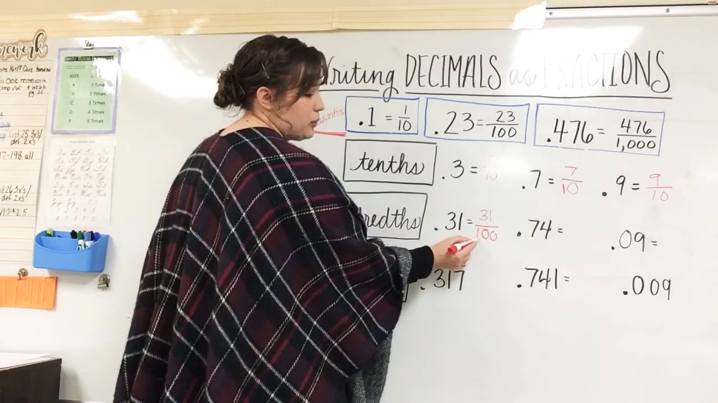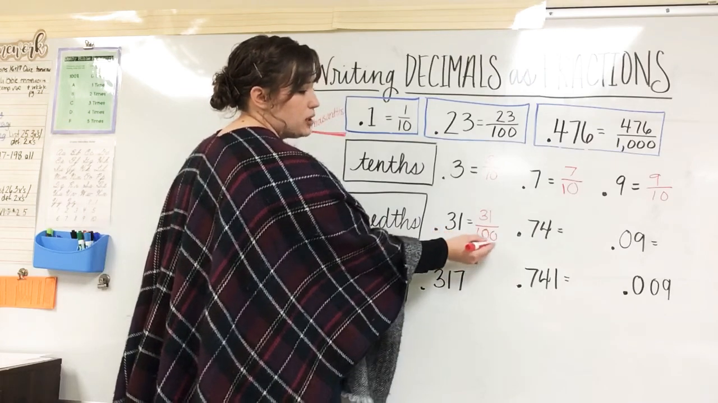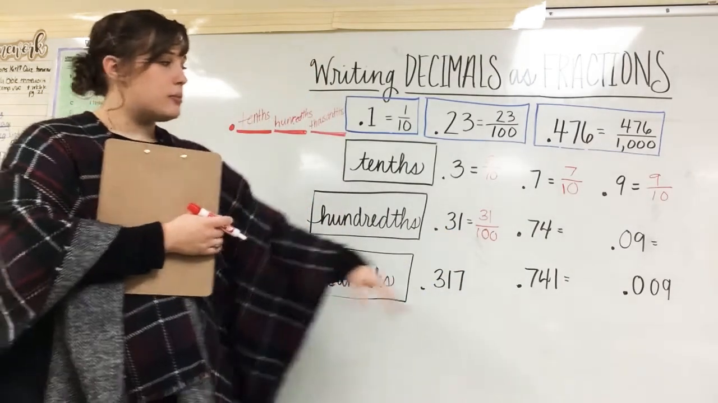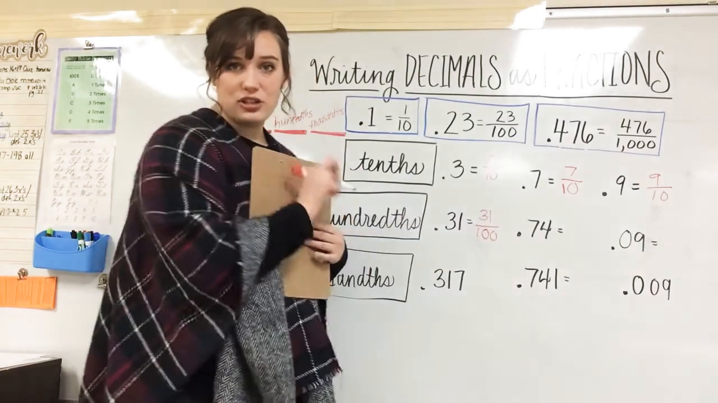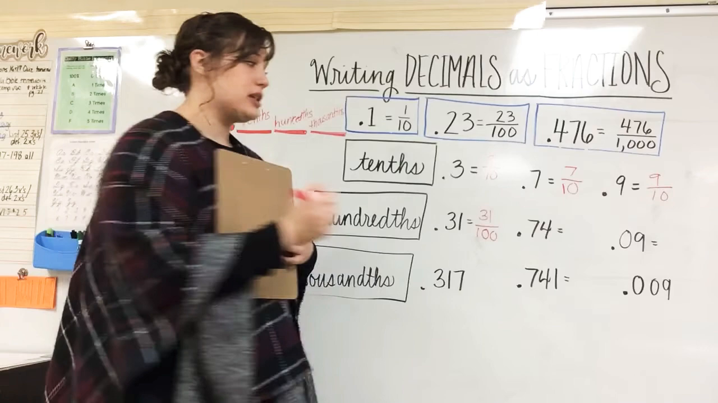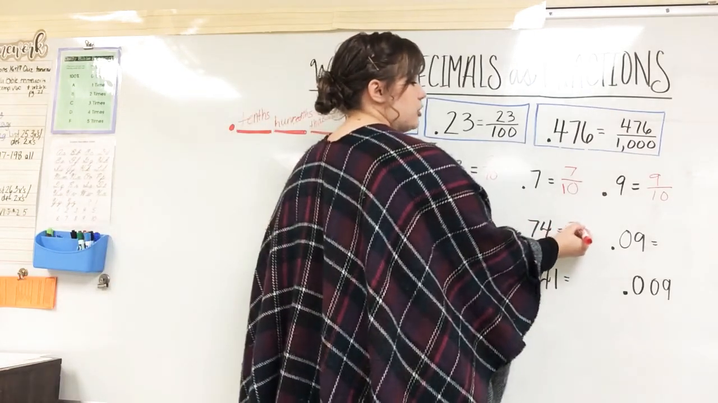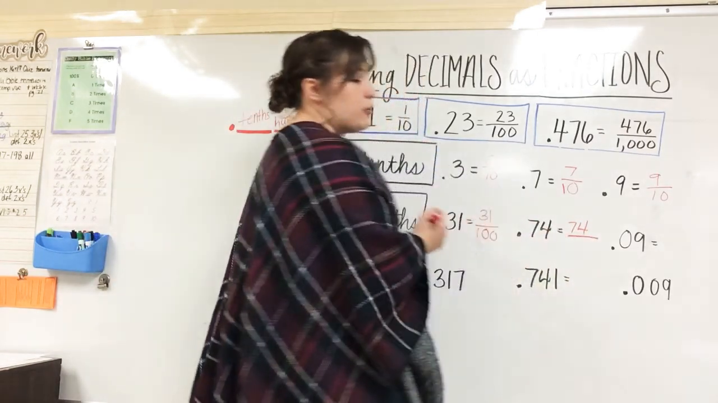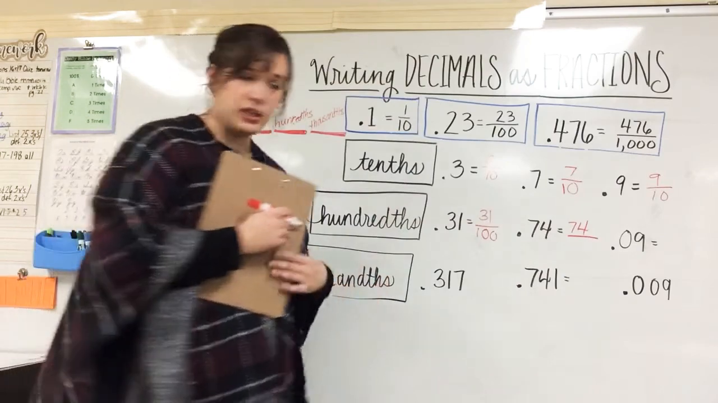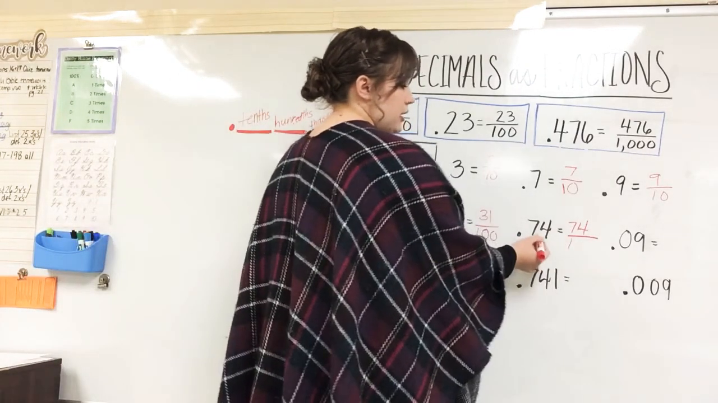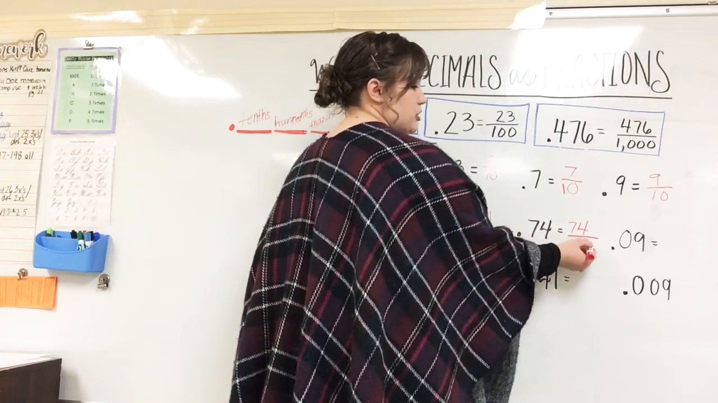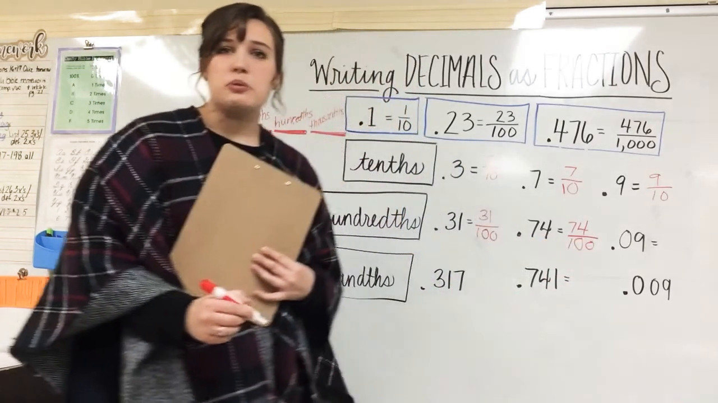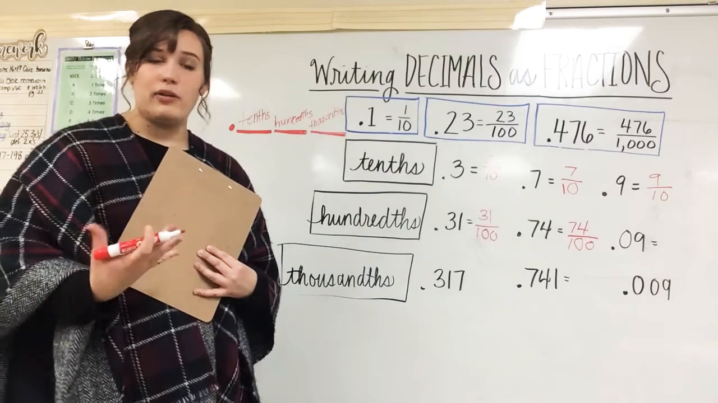But also we have our 1. How many places? 1, 2. 1, 2 zeros, okay? 0.74, 74 hundredths. There's 2 places after the decimal point. 74 hundredths. 74 is my numerator. What's my denominator? 100. Okay, there's my 1 right there. 1, 2 places after, 1, 2 zeros, okay? Just remember that. However many places is however many zeros.